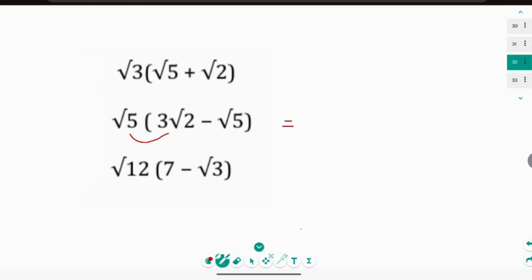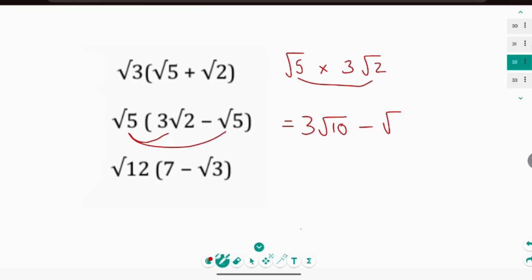Root 5 times 3 root 2. I might write this one out to look at it in more detail. Okay, so we can do the root 5 times root 2. Can't multiply the 3 by anything, so we'll leave that one on the outside. Root 5 times root 2 is root 10. And then root 5 times root 5 is root 25. That simplifies. You can't simplify the root 10. Root 25 is 5.